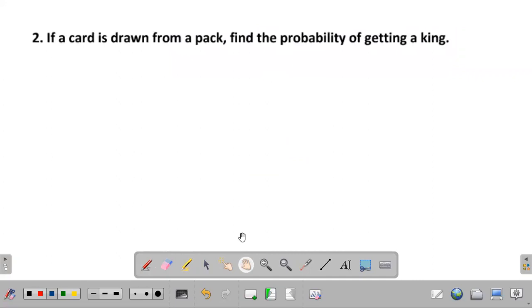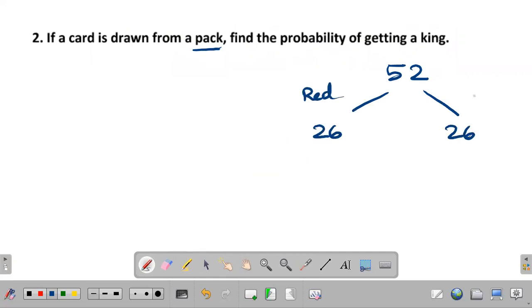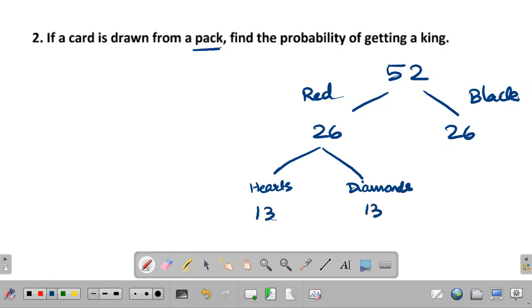If a card is drawn from a pack, find the probability of getting a king. I very well know that a pack of cards consists of 52 cards. Of these 52, 26 are red cards and 26 are black cards. Out of the 26 red cards, I am again splitting them into 2 categories: the first is hearts, and the second is diamonds. So there are 13 hearts and 13 diamonds.